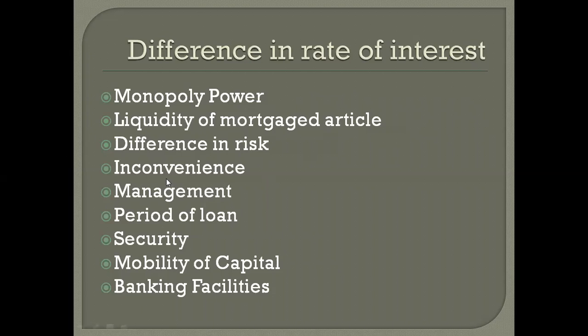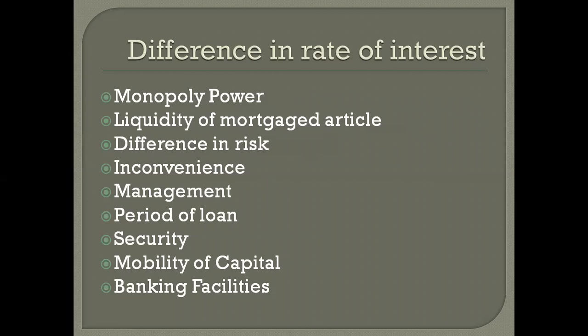Management: if the creditor has to spend a lot of money on management of funds, debts, etc., in that case he will charge more interest. Simple. Then we have period of loan. The longer the duration of the loan, the higher the rate of interest. Means if you need funds as a debtor for 5 years, the rate of interest may be different. For 10 years, the rate of interest will be different, because the future is uncertain, right? Future will always be uncertain. That's why the lesser the time period, the lesser the rate of interest; the longer the time period, the more the rate of interest.